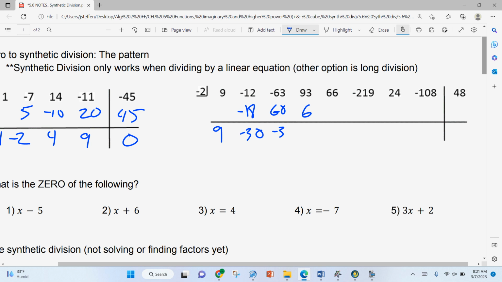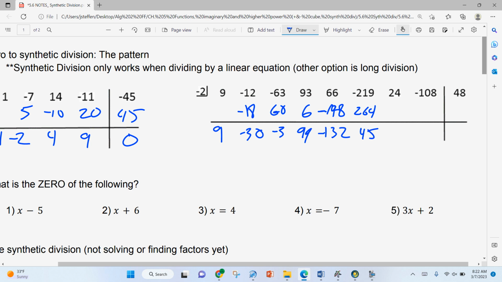Just making sure that's right. This is the same thing. I've done this 3 times, and every time it doesn't seem like I'm doing it right. We'll see. 93 plus 6 is 99. -2 times 99 is -198. Sorry, can't read that. Is -132. -2 plus 2 is 45.